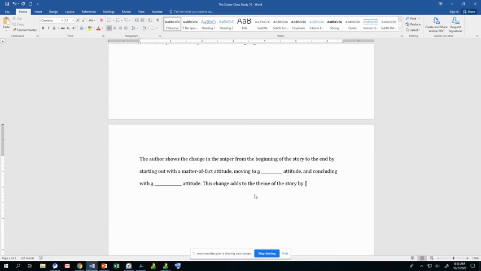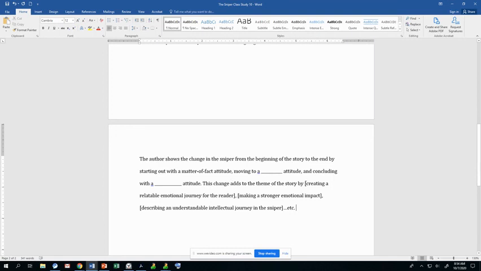By, and here you can put in something like creating a relatable, emotional journey for the reader, or you could do something like making a stronger emotional impact, describing an understandable intellectual journey in the sniper, etc. Right? So you decide what it does, how it adds to the theme.